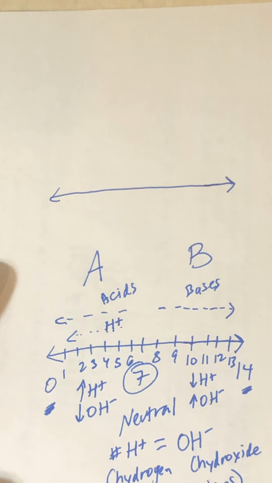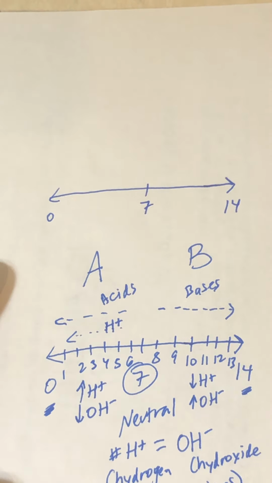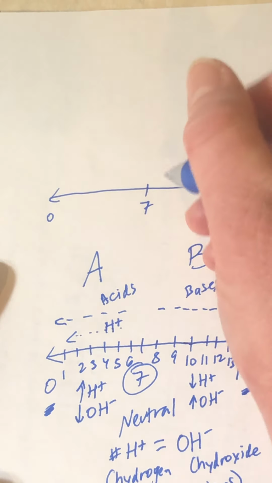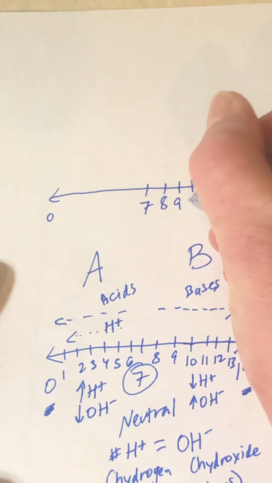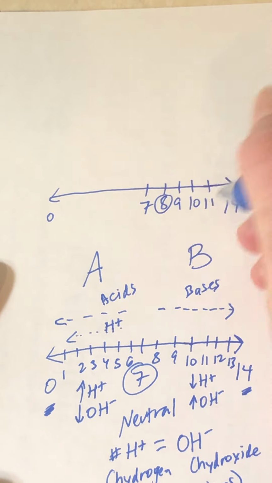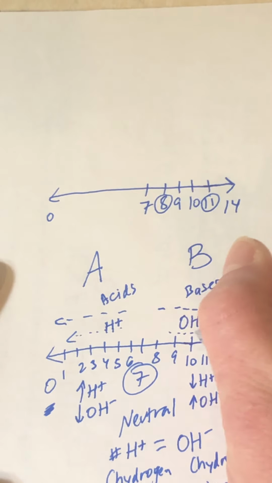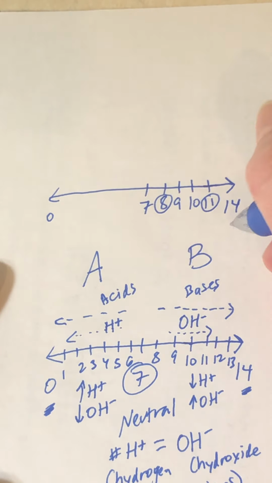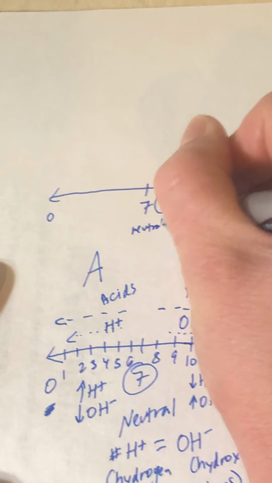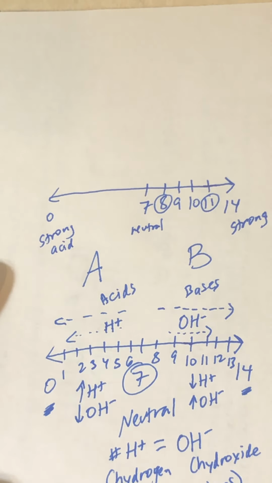So if I redraw my whole number line up at the top here, just to make it a little easier, because I know there's a lot written there. When I go from 0 to 14, with 7 in the middle being neutral, if I compare something like an 8 to something like an 11, first off, I'm on my base side of things, which increases in hydroxide ions as I move to the stronger end, meaning you have the strongest bases here, you've got neutral in the middle, and you've got the strong acids over here. The more you move away from 7, the stronger you are an acid or a base.